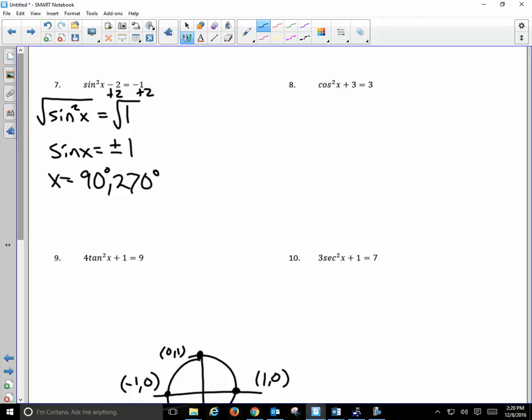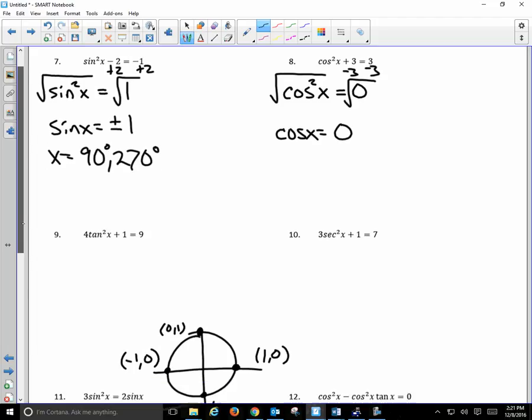Nope, that's fine. If you do number 8, I subtract 3 from both sides. I get cosine squared of x is equal to 0. What do I do to both sides? Square root. I get cosine of x is equal to, there's only one way to write 0. You can't write plus or minus.